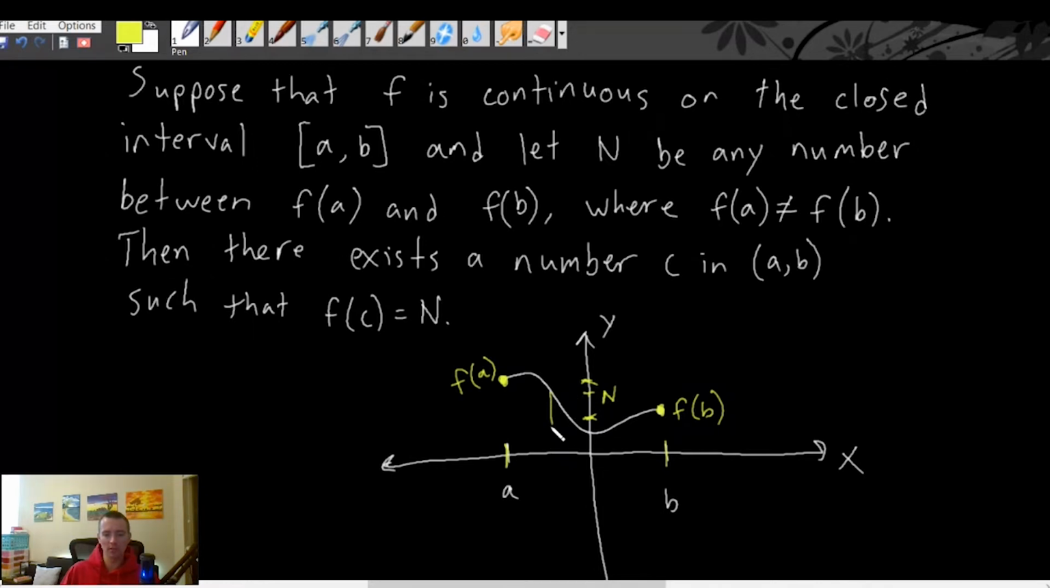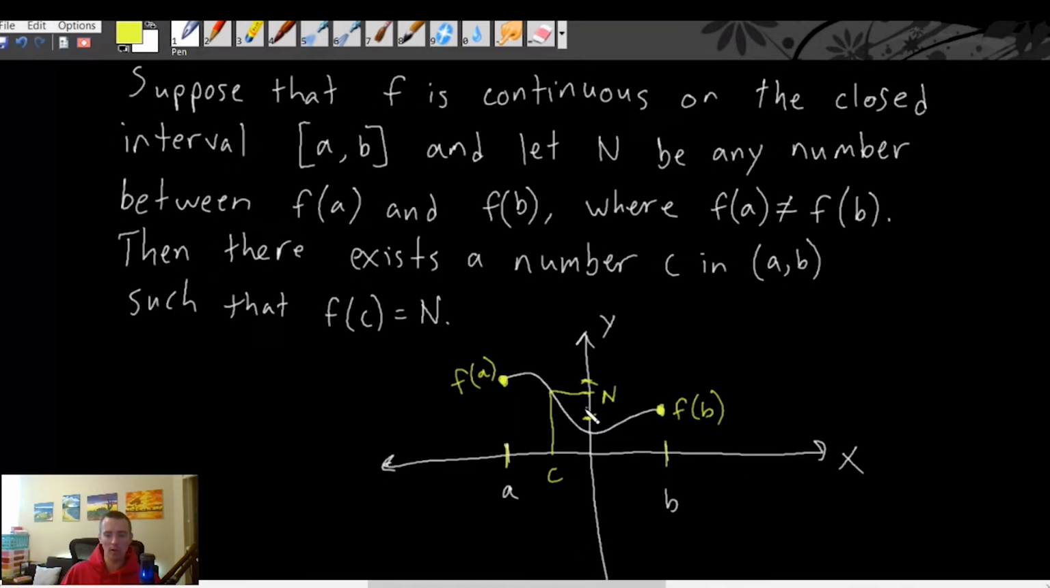So in this case, you can see that it would be right about here. We can plug this c value in here into our function, and that'll give us n as an output. That's not a very straight line, but hopefully you can kind of get the idea there. No matter what n we pick between f of a and f of b, there's going to be some c between these a and b values where we can get that n as an output.